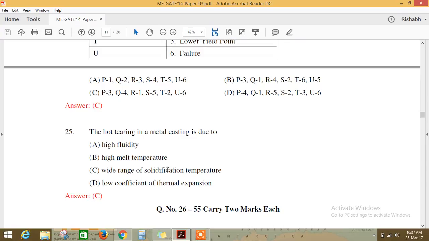Hot tearing of a metal casting is like a tear present on the casting after the solidification process. This is because of differential cooling rate, and differential cooling rate is because of the difference in solidification temperature. So the answer is option C.